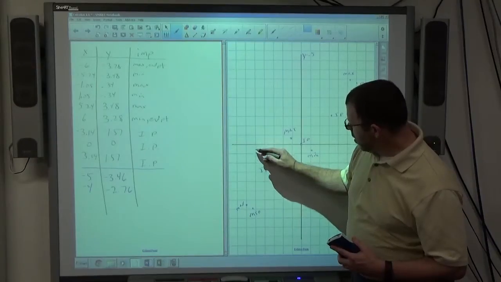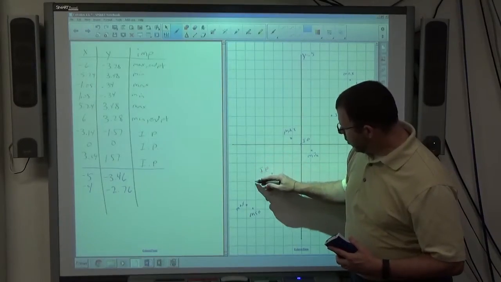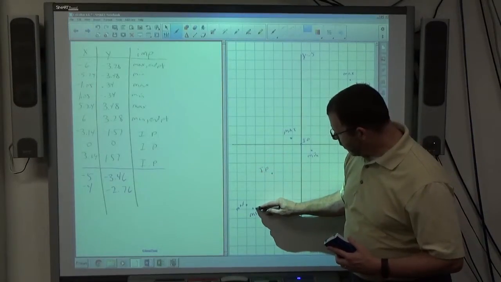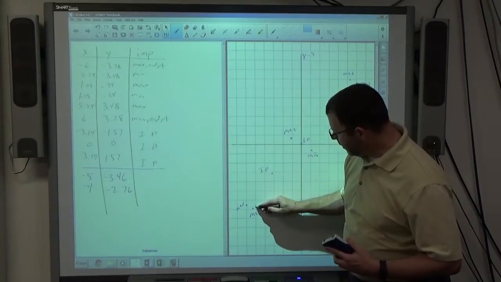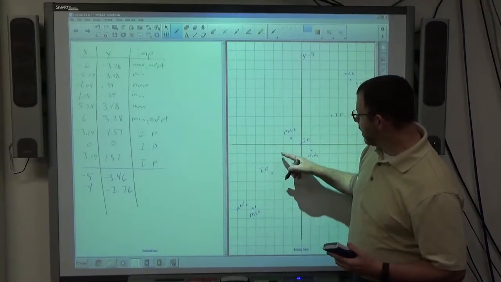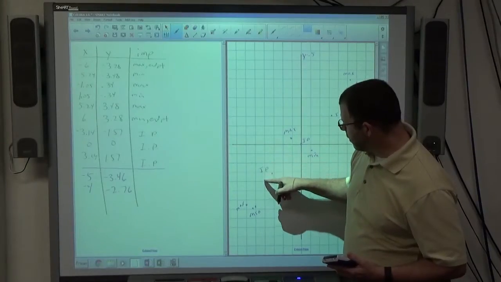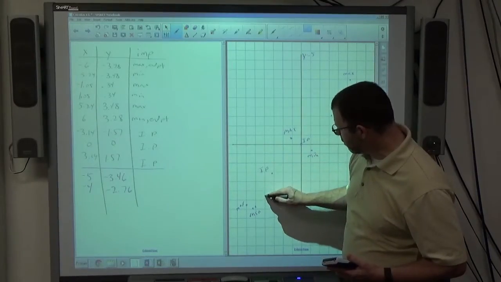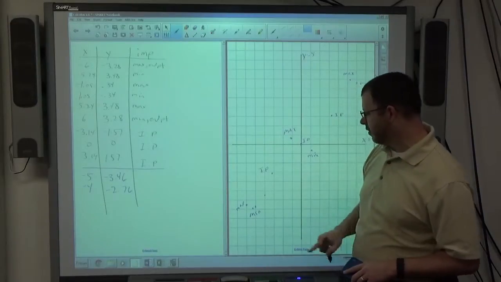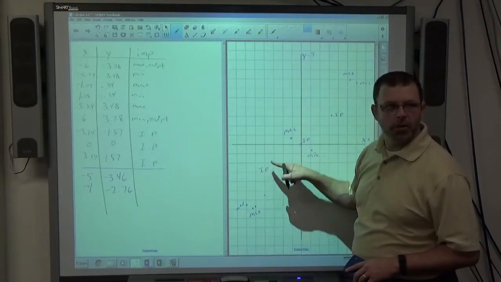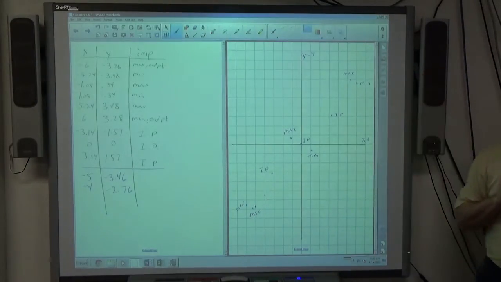So if I plot those, 1, 2, 3, 4, 5, and 3.46 would be just a smidge above that. All right, and then 1, 2, 3, 4, 2.76 would be about right there. There's 2 more points I just found. And now I've got a little bit more clarity as far as what that's going to look like. So again, you can find as many points as you want. You get as many points as it takes for you to feel comfortable about connecting the dots.